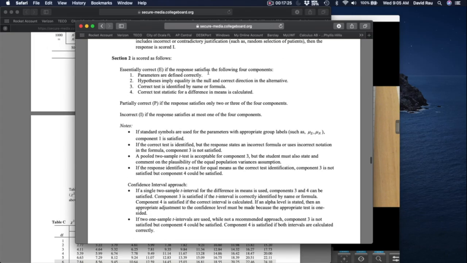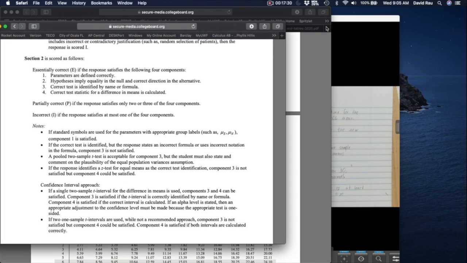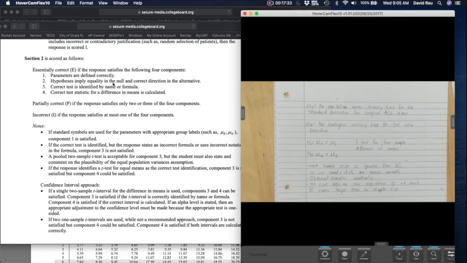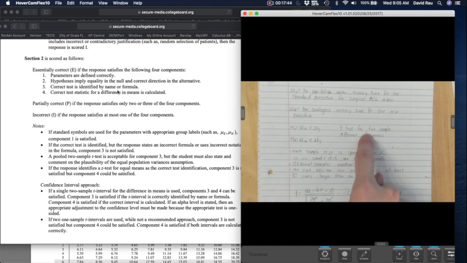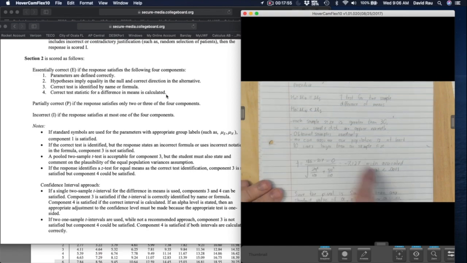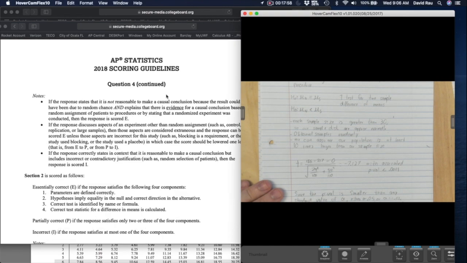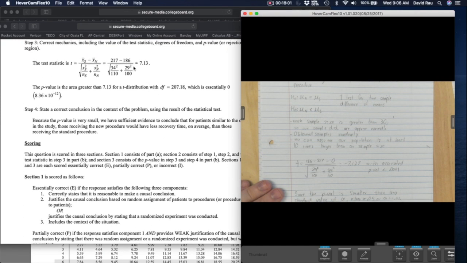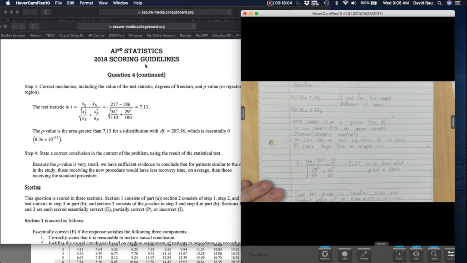Section 2, we have to define our parameters correctly. Now that's where I was defining the U sub S and U sub N. You have to have the hypothesis imply equality in the null and the correct direction in the alternative. You have to correctly identify the test by name or formula. So you can either say it right here or simply write out the formula here. Both of those are valid. And then you have to have the correct value of the test statistic calculated correctly. So the negative 7.127. Make sure that is what they got. So yeah, approximately 7.13.